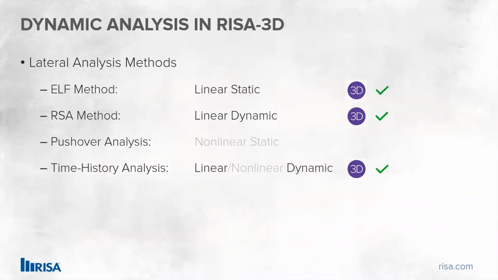Now, to sum up the first part of my presentation, in RISA what we can perform is the ELF, the equivalent lateral force method. This is a linear static method. We can do this in RISA-3D, and we can also perform the RSA, which is a linear dynamic analysis. For the time history analysis, you can do linear or nonlinear, but currently RISA has a linear solver, so we're limited to linear dynamic analysis for the time history. That pretty much concludes the first part of my presentation.